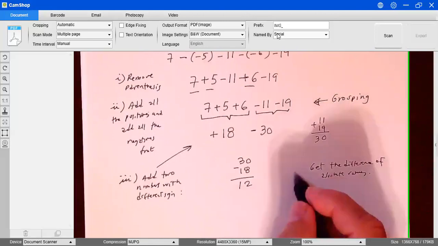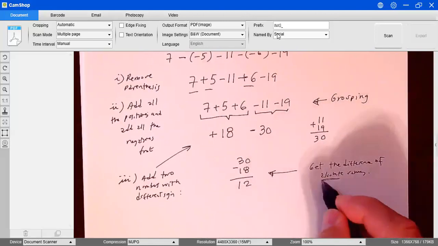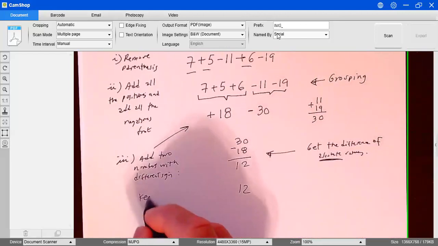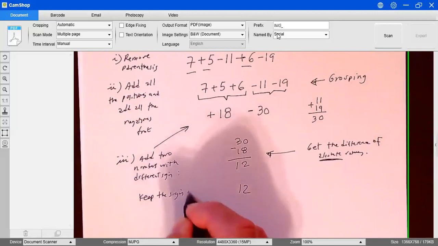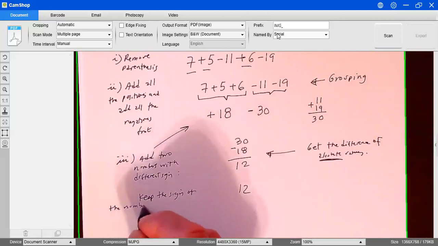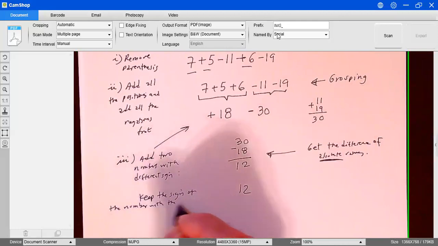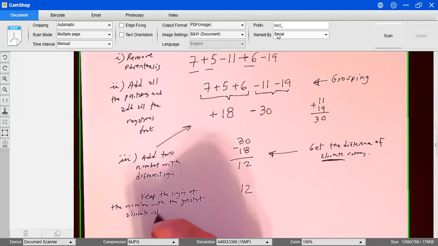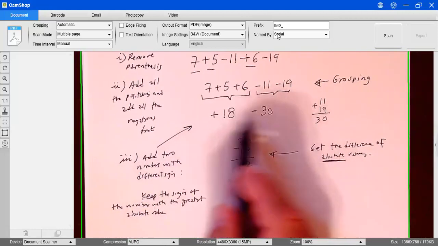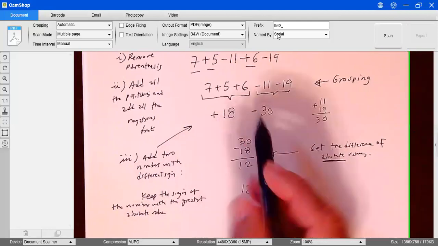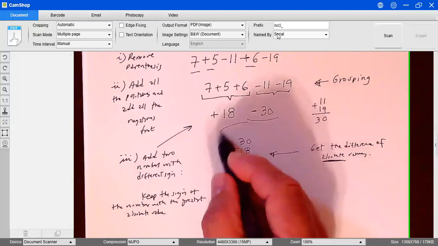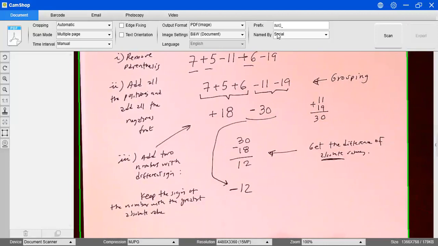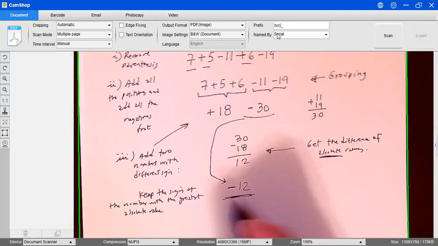So 12 is the difference of the absolute values. But at the end, you're gonna keep the sign of the number with the greatest absolute value. So what is the number with the greatest absolute value? So you have here negative 30, positive 18. This is the number with the greatest absolute value. So that's the sign that you need to keep, negative 12. And negative 12 is the final answer for this problem.